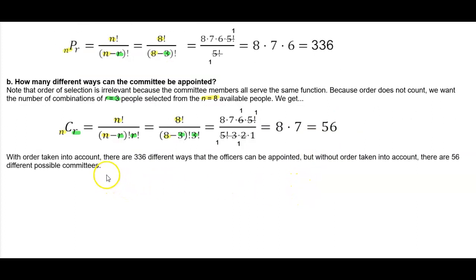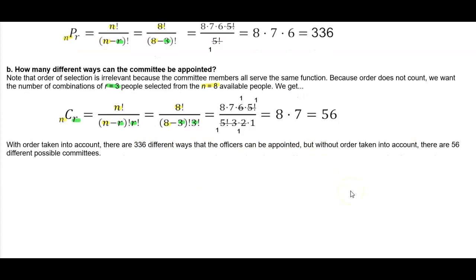Now, with order taken into account, we see that there are 336 different ways that the officers can be appointed. But without order taken into account, there are 56 different possible committees.